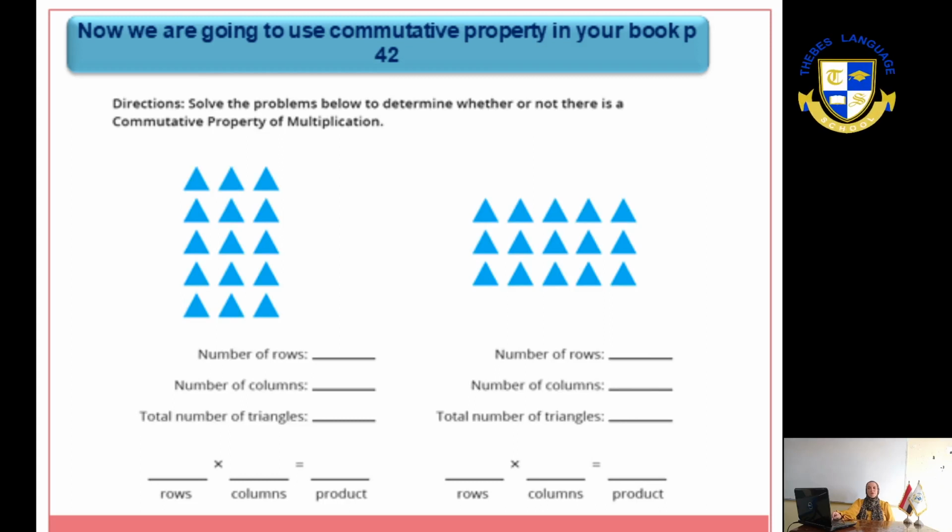Here, solve the problems below to determine whether or not there is a commutative property of multiplication. Okay? Here we have 5 rows. Each row consists of 3 triangles. So the number of rows is 5. The number of columns is 3. So the total number of triangles is 15. Now we are going to make 5 times 3. It will give us 15.